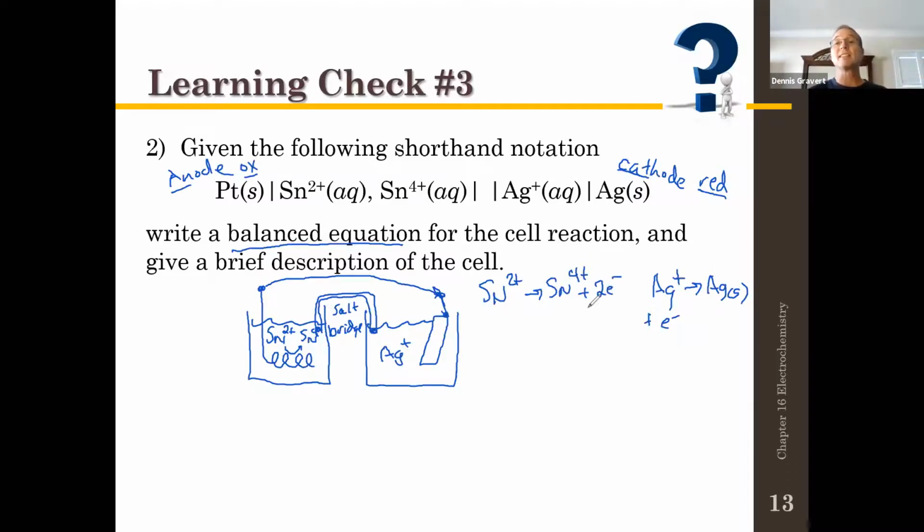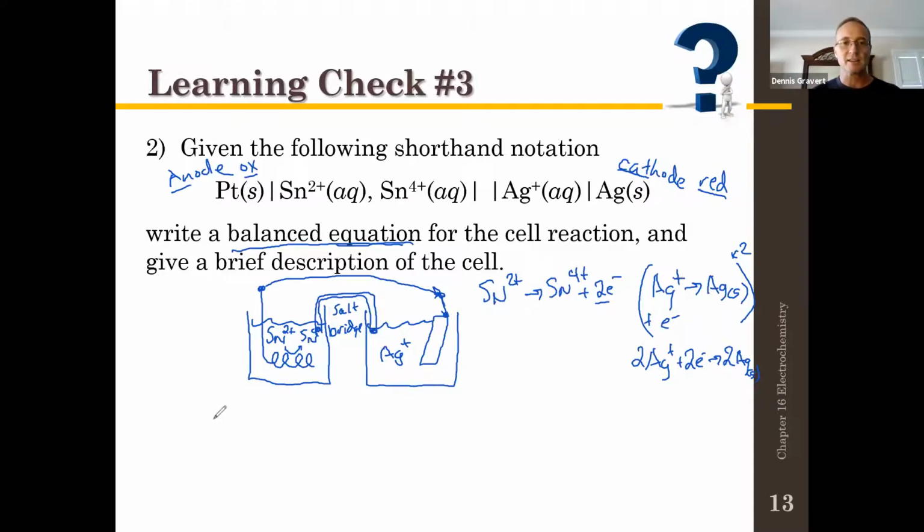Now let's add these half reactions together to get the full equation. We have to do it so that the electrons cancel out. The oxidation reaction is producing 2 electrons, but as written, the reduction only has 1 electron. So I need to multiply everything by 2. We really need to start with 2 cations, 2 electrons, and make 2 atoms of silver metal. Now we can add them together.